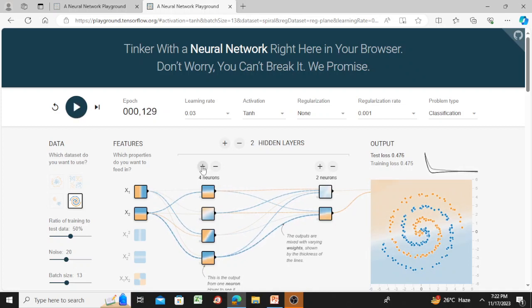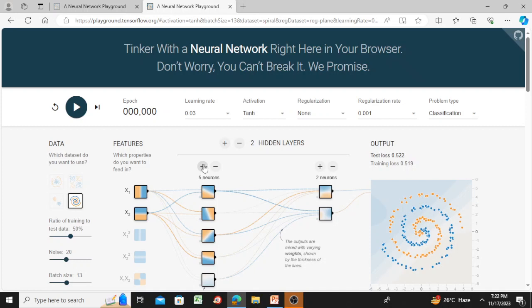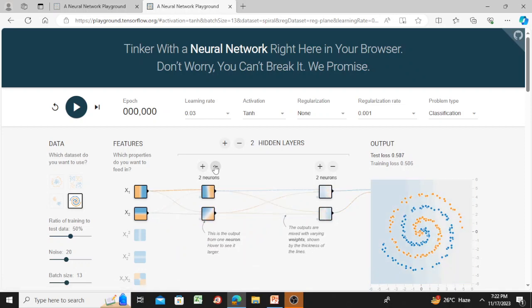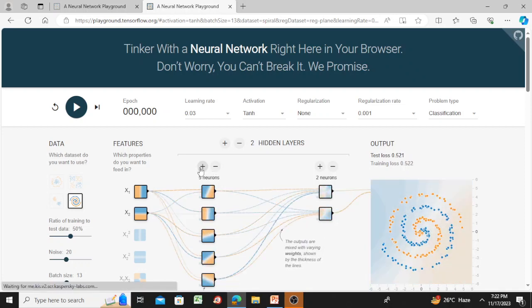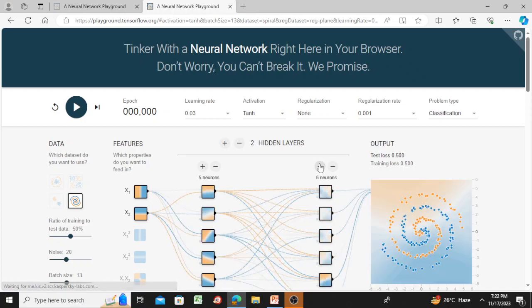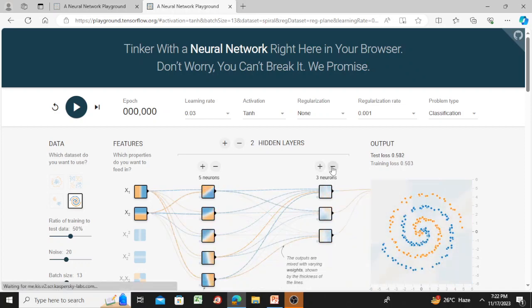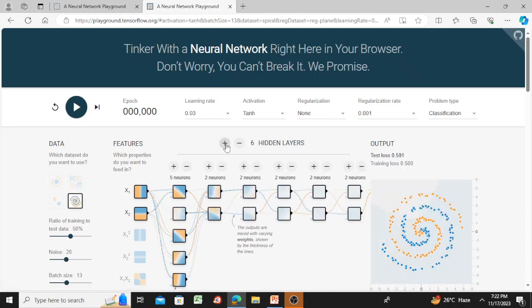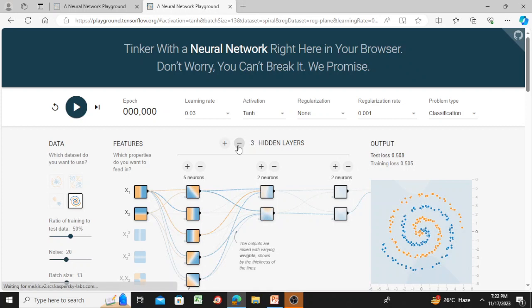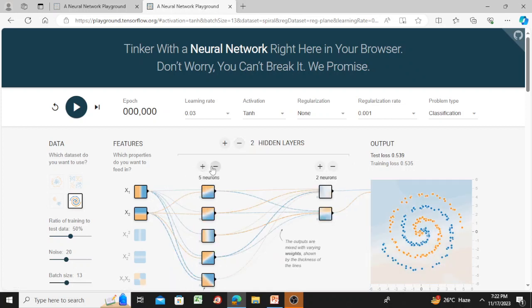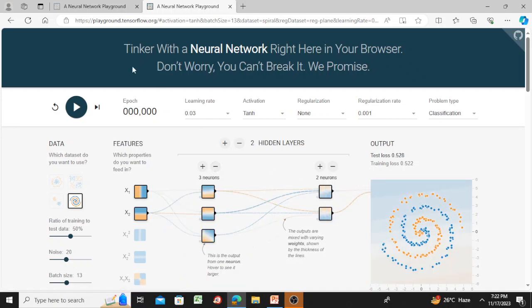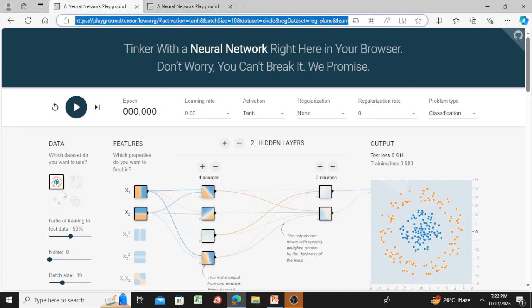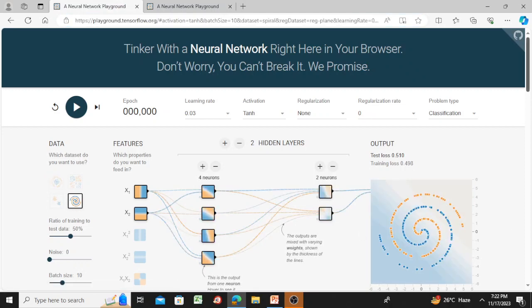Even if you want to increase hidden layers, just see, you can increase the number of neurons. Earlier I had more, now I can decrease the number of neurons: 4 neurons, 3 neurons, 2 neurons. Even if I want, I can increase. Here also, if I want to increase or decrease neurons, I can. If you want to increase or decrease hidden layers, you can do that. Whatever you want, you can do it. Just make experiments.